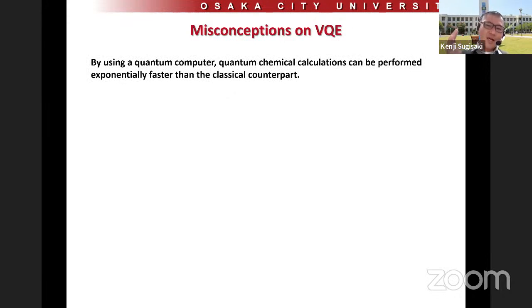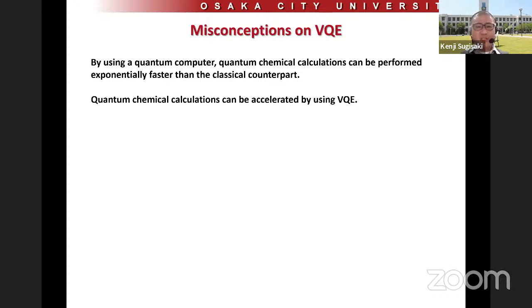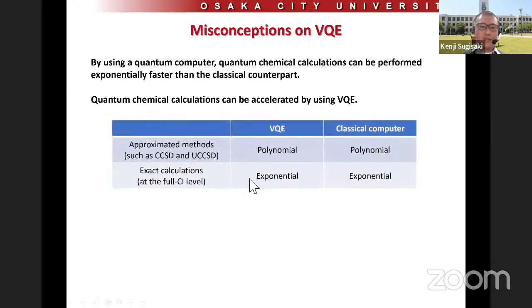Unfortunately, there are misconceptions about VQE: that quantum chemical calculation can be performed exponentially faster than the classical counterpart, and that quantum chemical calculation can be accelerated by using VQE. But unfortunately, I think this is just a misconception. Because in VQE, we calculate the approximate wave function, for example, by using unitary ansatz. So the computation cost is polynomial.